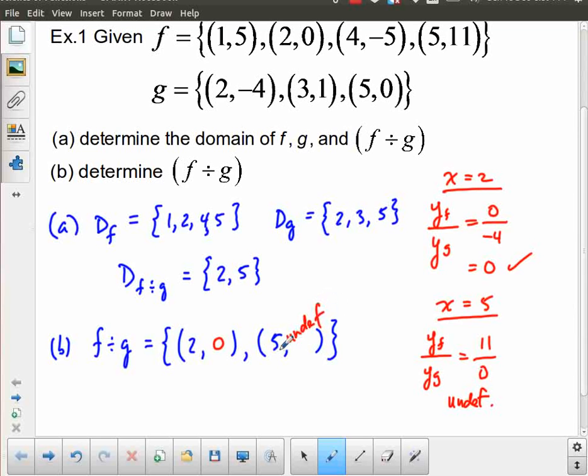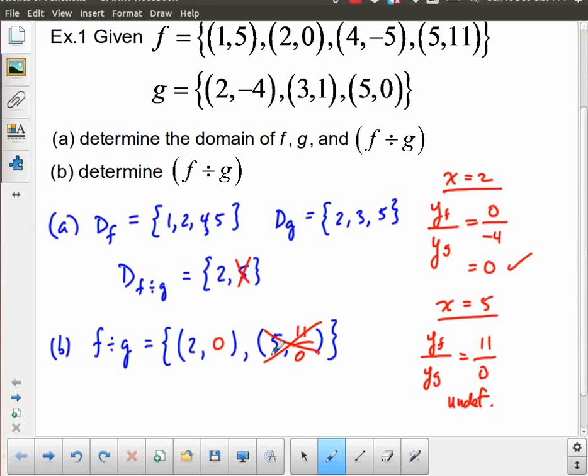You can't say that it is made up of the point 5 comma undefined. Nor can you put 11 over 0 here. That's just as bad. It's undefined. We're not allowed to have this representation as part of a solution. So as a result, it turns out that this is actually incorrect.